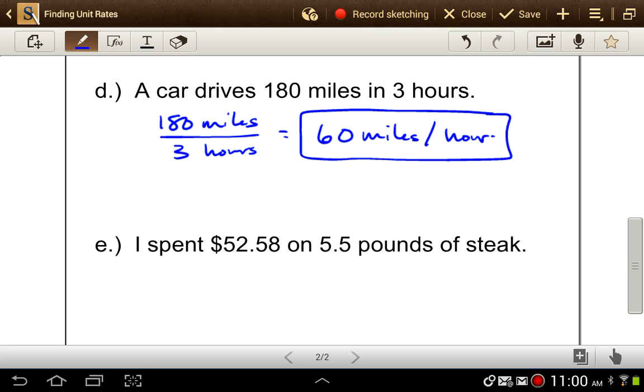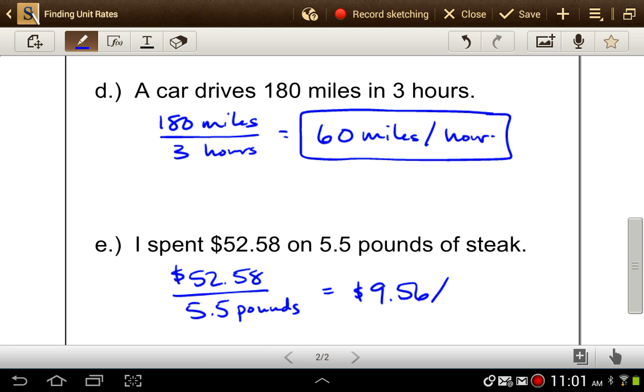For E, I spent $52.58 on 5.5 pounds of steak. So again, divide them. 52.58 divided by 5.5 pounds. In your work, I want the labels in the work so that we can see and match with our answer. When you divide those, you get $9.56 per pound. Remember, LB stands for pounds. It's a weird abbreviation, but LB, that's not 16, that's LB, is what we do for pounds. So $9.56 per pound. Okay, that's it.